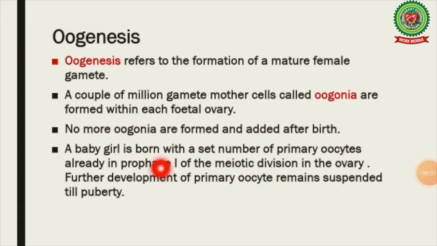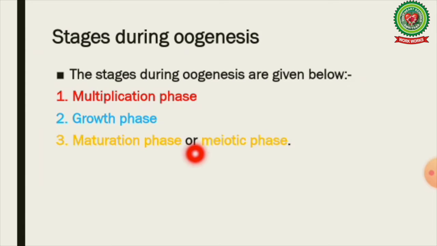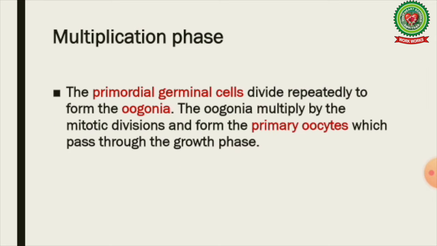A baby girl is born with a set number of primary oocytes already in prophase 1 of the meiotic division in the ovary. Further development of primary oocyte remains suspended till puberty. Now discussing the various stages during oogenesis are: first one, multiplication phase, second one, growth phase, and the third one, maturation phase or meiotic phase.